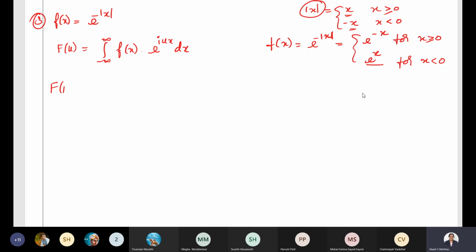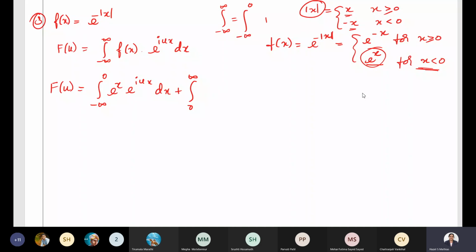Now you can split this integral into two parts: minus infinity to 0, and 0 to plus infinity. Minus infinity to 0 means it will have all those values of x which are less than 0. For that, f of x is defined to be e power x. So e power x, e power iux dx. The second part will be 0 to plus infinity. I have split the integral from minus infinity to plus infinity into two parts, minus infinity to 0 plus 0 to infinity. According to this, whatever we have got, we have written.